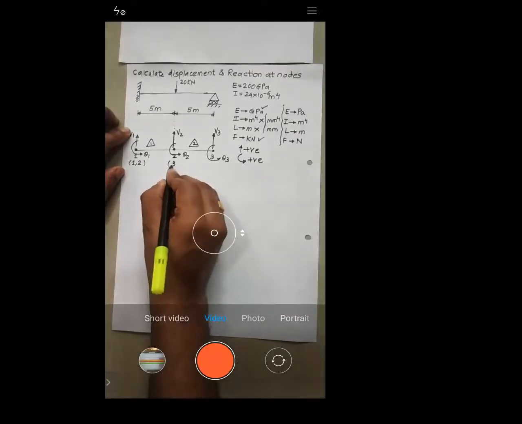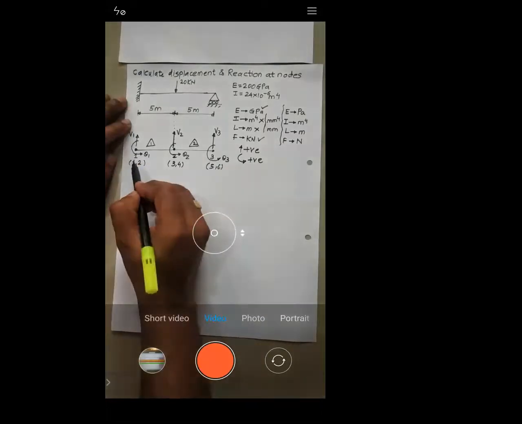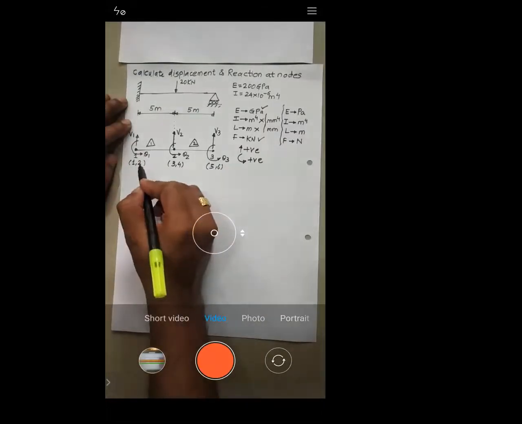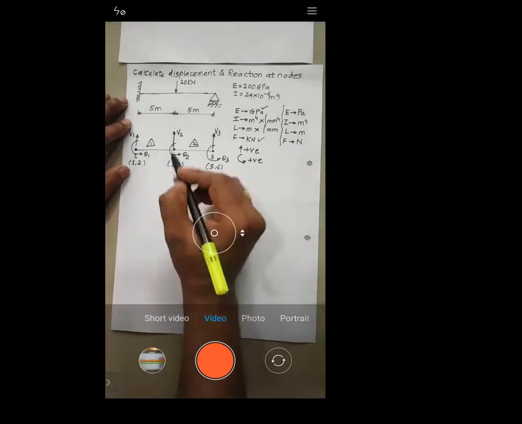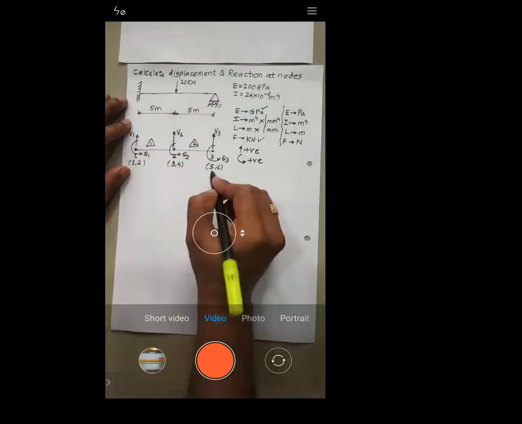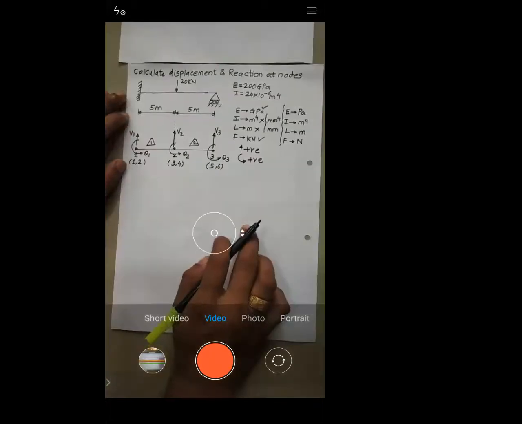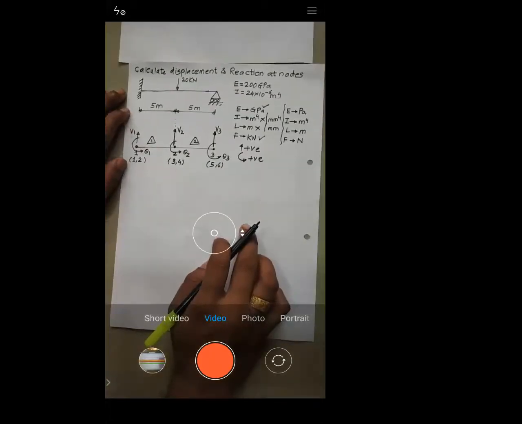Similarly, here you have 3, 4. Here you have 5, 6. Right? Say yes or no. See, 1 is related with v1, 2 is related with theta 1, 3 is related with v2, 4 is related with theta 2, 5 is related with v3, and 6 is related with theta 3. Is it okay or not? Let me know.